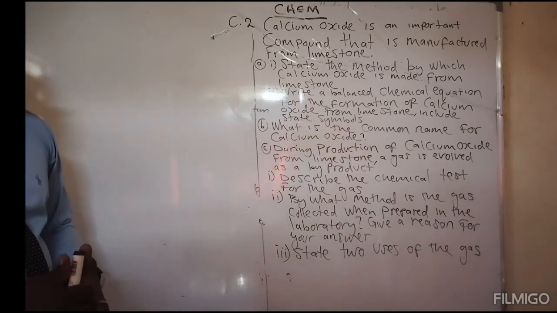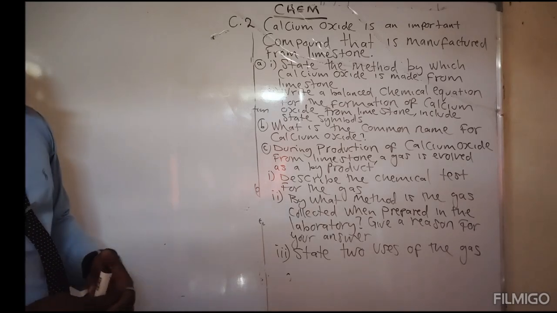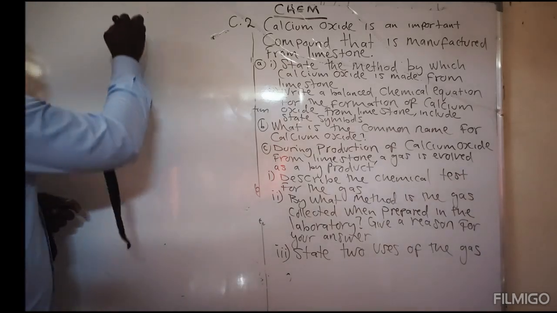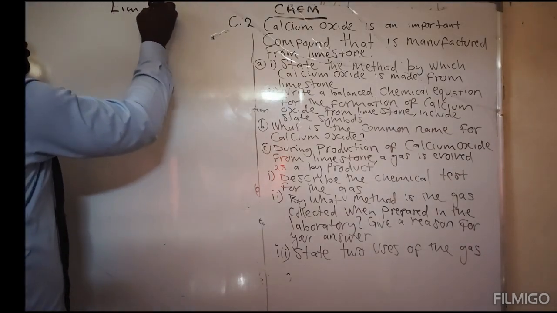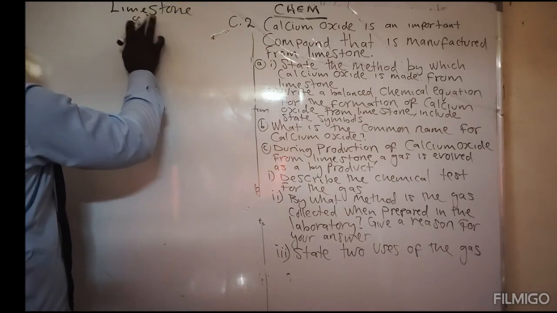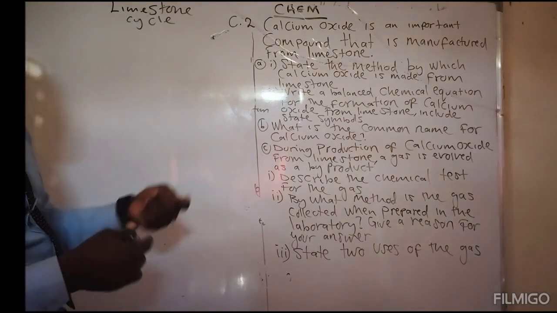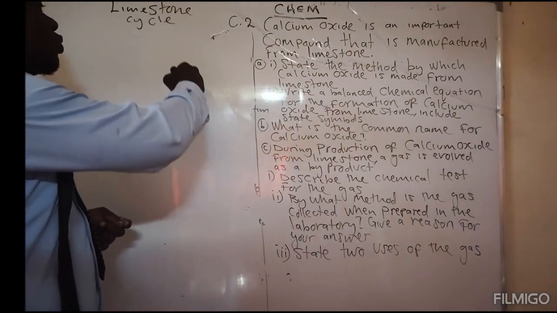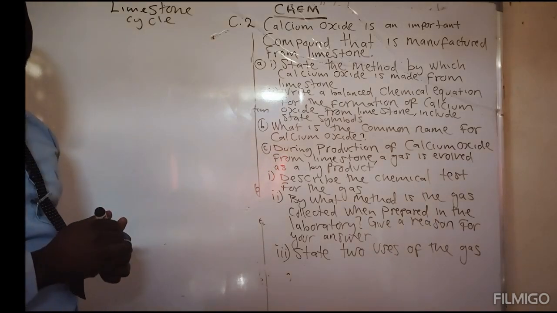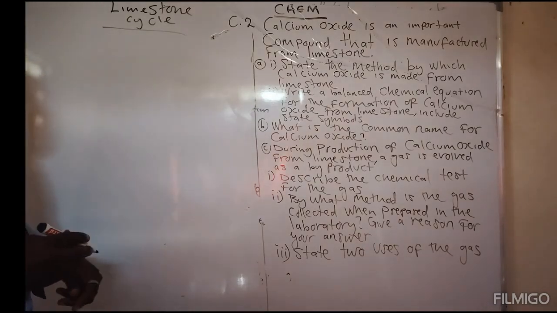So if you check very carefully, the whole question here is about what? Limestone. So on limestone, we have the process here which is known as the limestone cycle. We all know the cycle. Cycle means it will revolve until it goes back to what? Limestone. That's the limestone cycle. So a quick one before we even start answering.